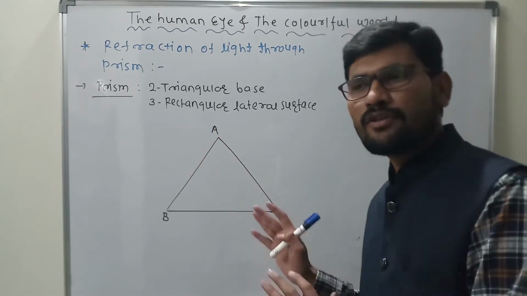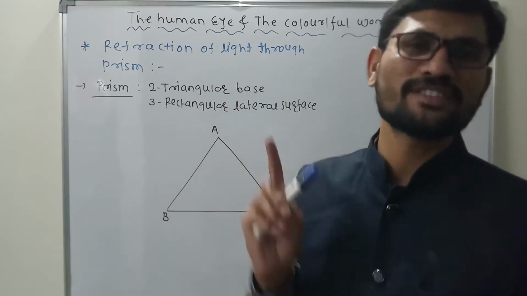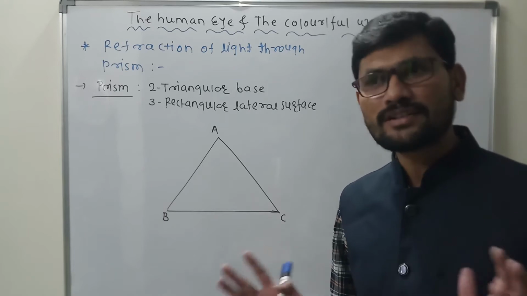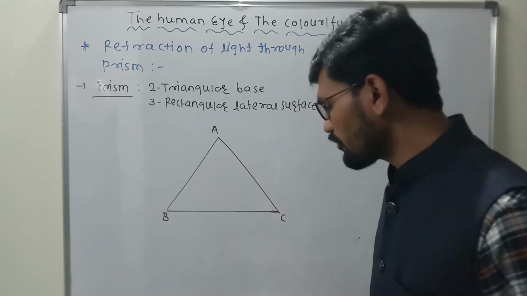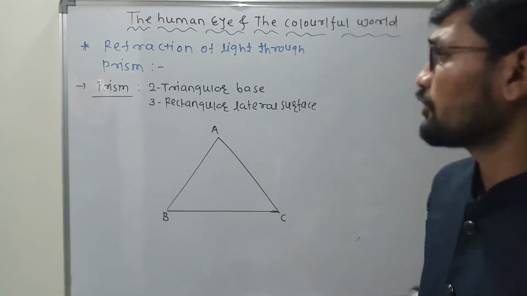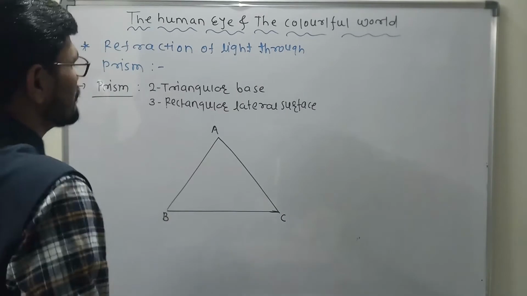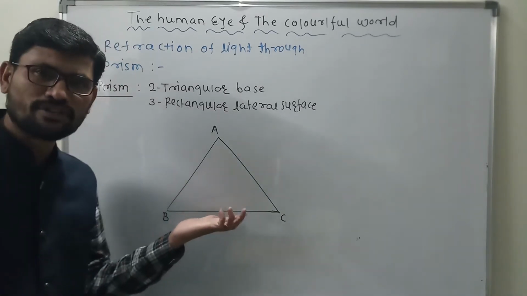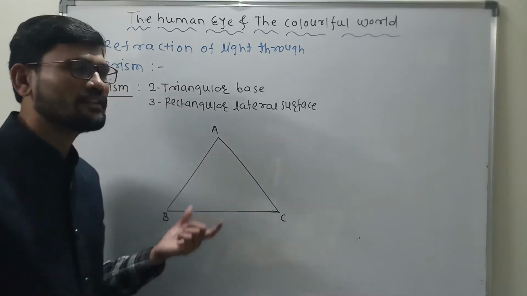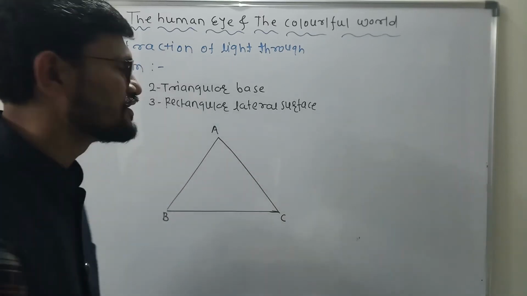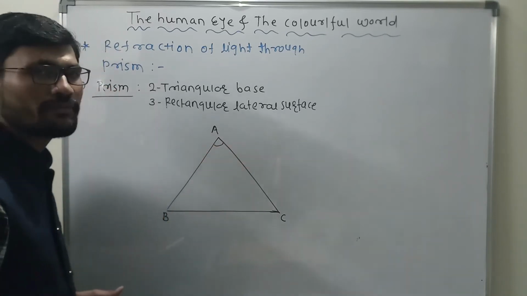Now let us try to focus on exactly how the light is going to be refracted when it is incident on a prism. Clear? Now here I have drawn a 2-dimensional prism, which is ABC. If the prism is equilateral, then the angle of prism is equal to how much? 60 degrees, isn't it? So this point I am going to consider the angle of prism.